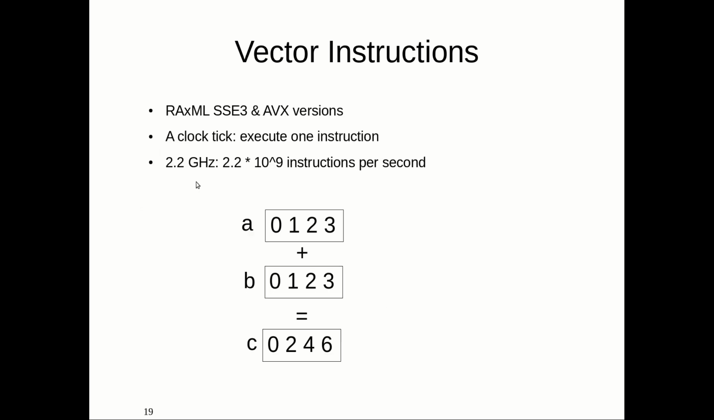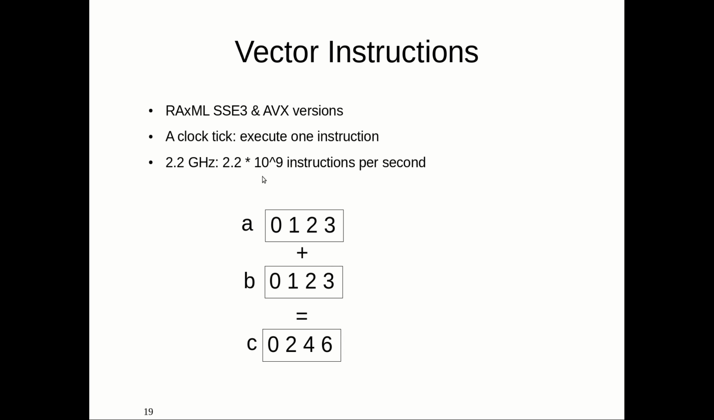Right, and so here's how vector instructions work. For instance, in RAxML and RAxML-NG, we have dedicated versions of the software that use SSE3 and AVX vector instructions that are present on all modern CPUs. A clock tick in our processor means that we're executing one instruction. So for instance, if we have a CPU with a clock frequency of 2.2 gigahertz, this means that we're able to execute 2.2 times 10 to the power of 9 instructions per second.